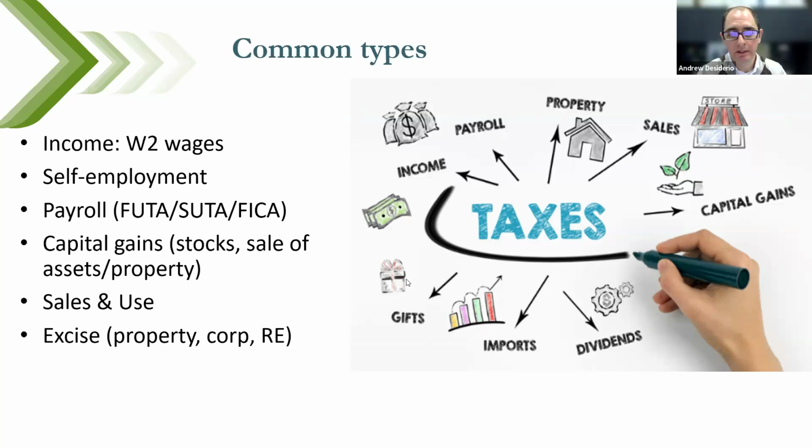A more common one is excise. That can be broken out in a few different areas, and we'll get into the types of those. Mostly seen as property: obviously your vehicles, real estate. Corporations, LLCs, or pass-through entities pay excise. We'll see that.